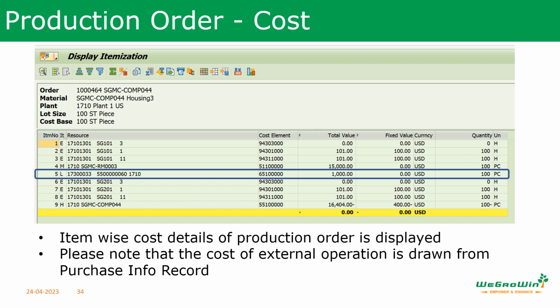Item wise cost details are updated and displayed here. Please note that the cost of external operation is drawn from the purchase info record. So to get these things, we have to ensure that standard costing is done properly by maintaining the material masters, info records, routings, all those details.